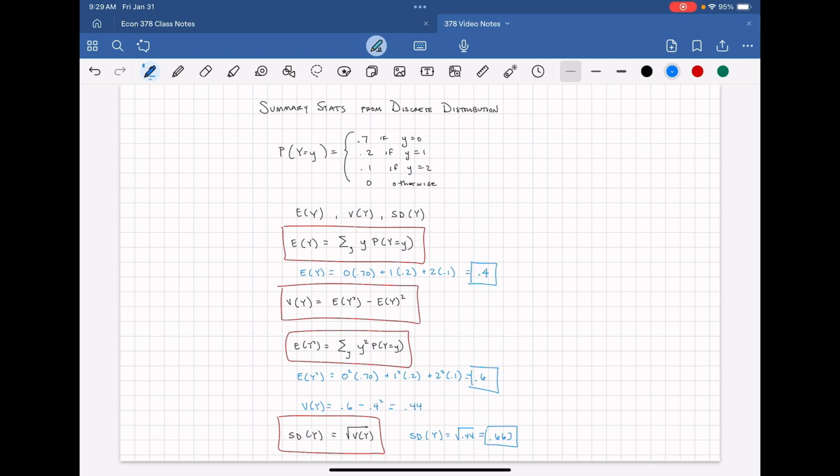So this is a quick review of summary stats from a discrete distribution where we look for the expected value of y, the variance of y, and the standard deviation of y.